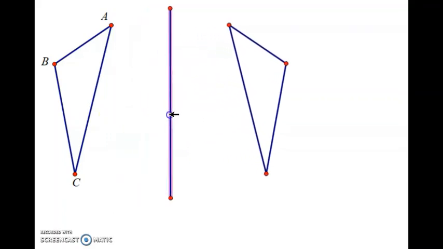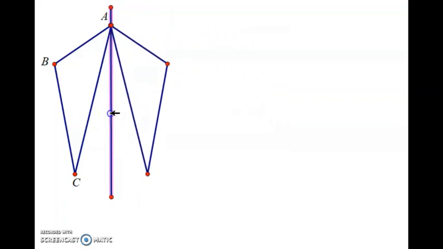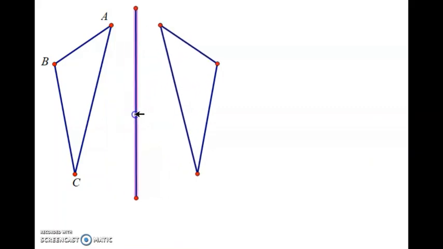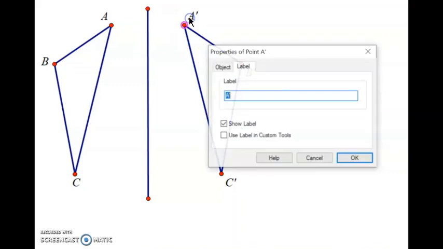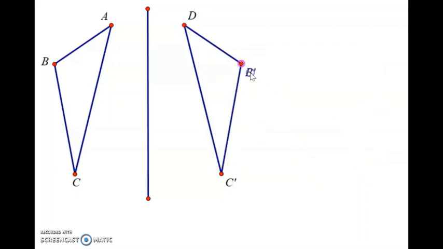And you can see that even if it isn't a shared point, the correspondence remains. The computer will mark this A prime, B prime, and C prime. We can rename these as your book will. Points are named with capital letters.